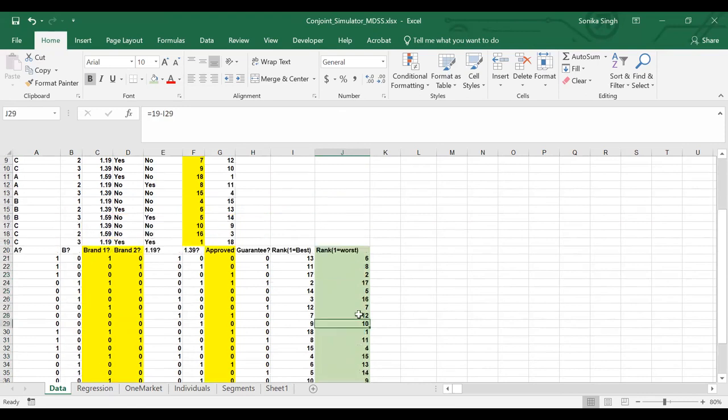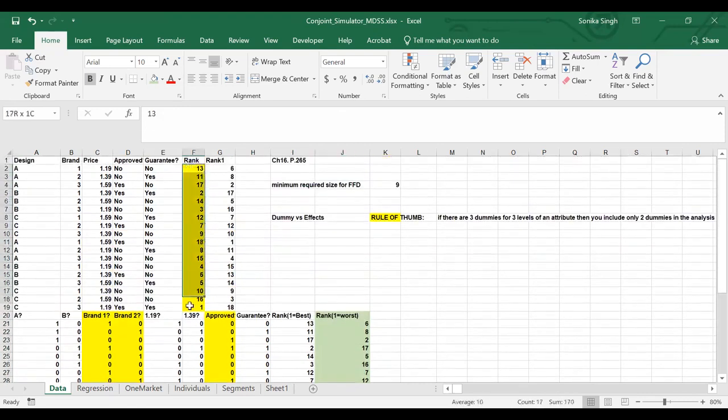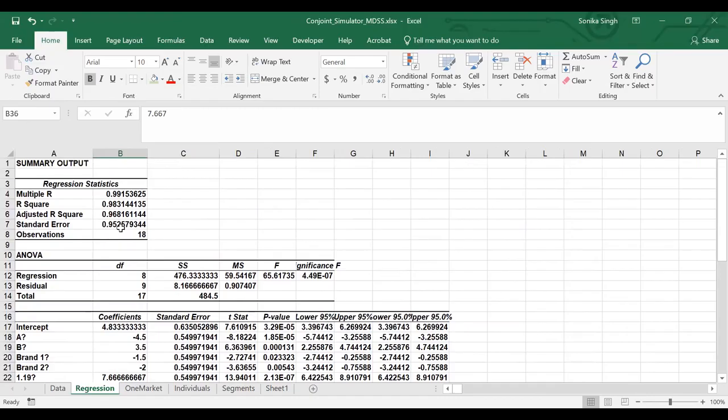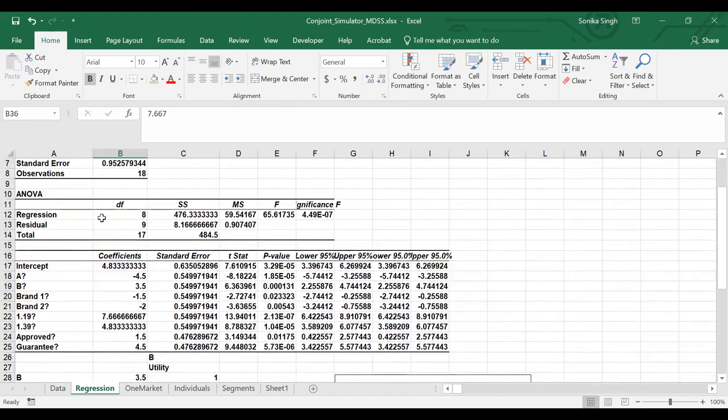Okay, now let's go further ahead. Remember, this is the data for one consumer, and we are going to do the regression analysis on this data, and the output is given over here in this particular sheet. One point to remember is that if you have 20 consumers, then you're going to run the regression 20 times using the data of each consumer. If you have 30 consumers in your data set, then you are going to run the regression 30 times. When you run the regression, you're going to get the output.